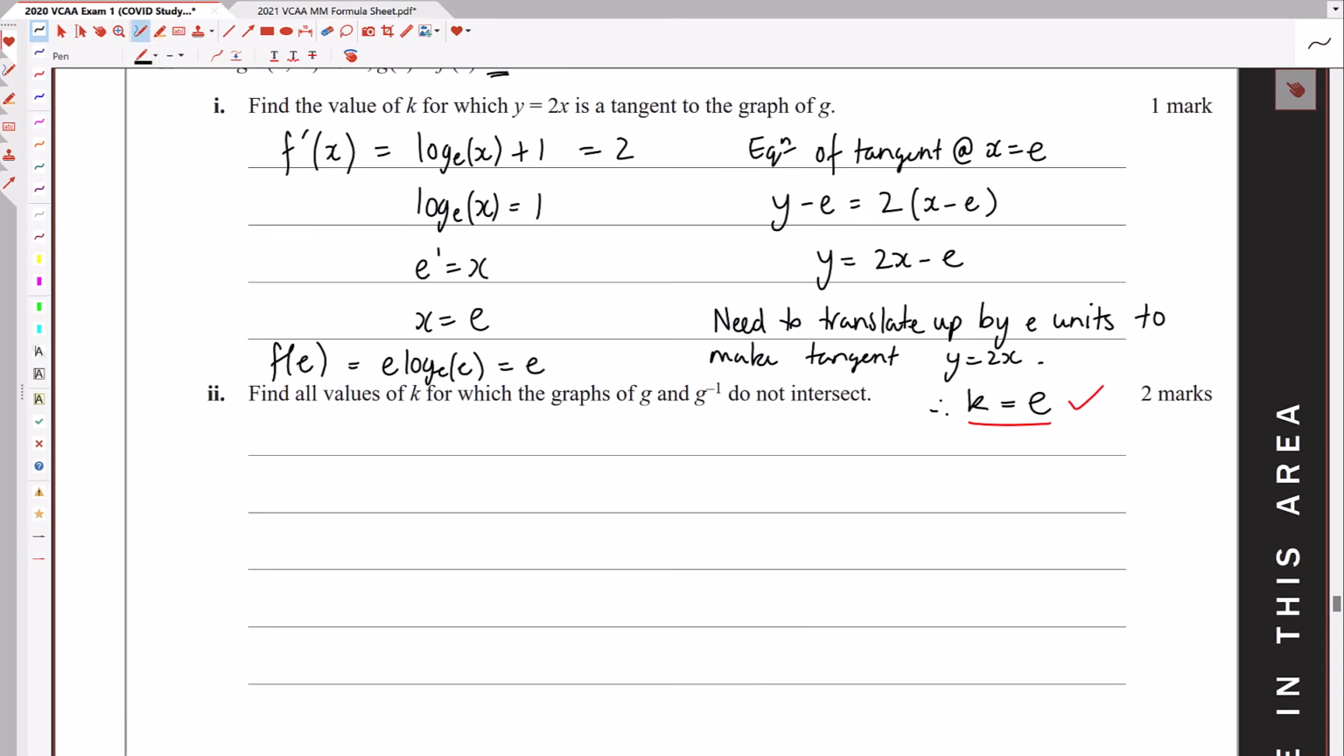The questions are generally worth more than that, but we don't want to overly penalise the students who don't get to this point or can't do this. Find all values of k for which the graphs of g and the inverse of g do not intersect.